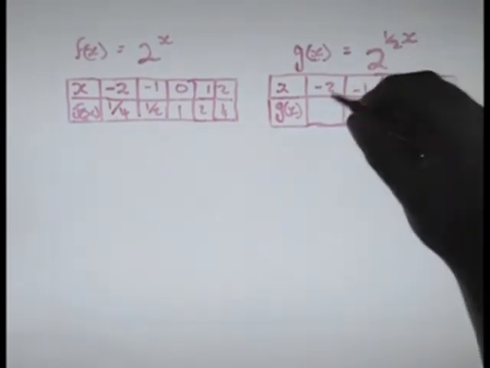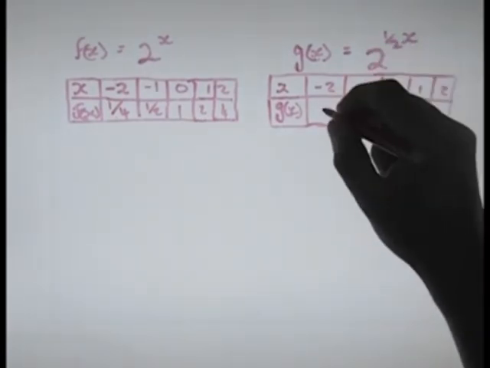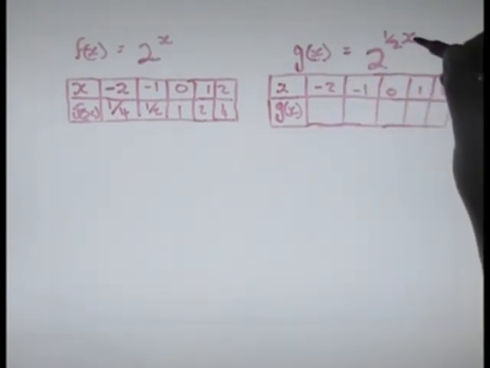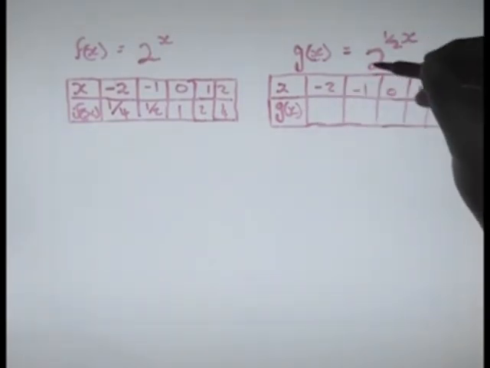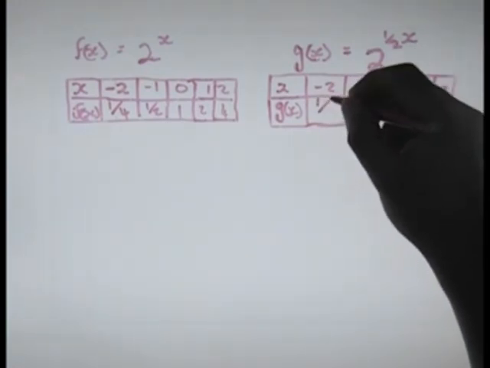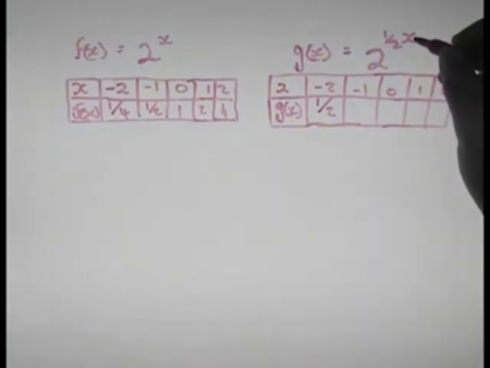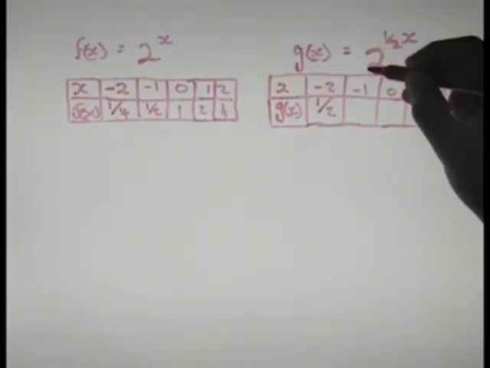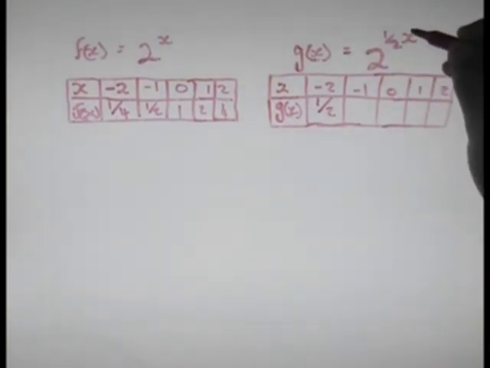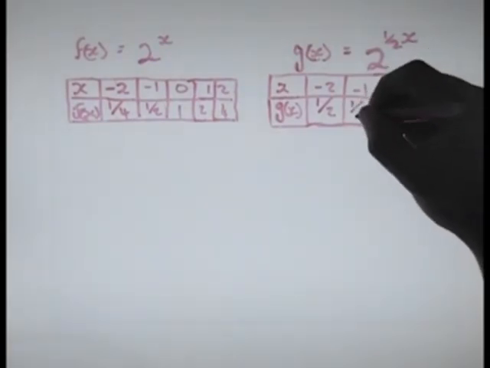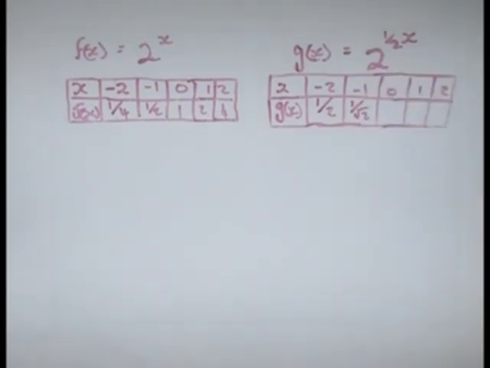When x is equal to negative 2, that's going to be 2 to the power negative 2 times a half, which is negative 1. So that means y is going to equal 2 to the negative 1, which is 1 over 2. When x is equal to negative 1, that's going to be 2 to the power negative a half, which is 1 over square root of 2.